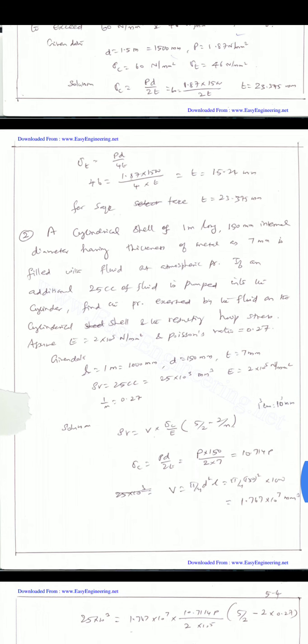Okay, next we are going to see the second problem. A thin cylindrical shell of 1 meter long, 150 mm internal diameter, having thickness of metal as 7 mm is filled with fluid at atmospheric pressure. If an additional 25 cc, meaning cubic centimeter, of fluid is pumped into the cylinder, find the pressure exerted by the fluid on the cylindrical shell and the resulting hoop stress.